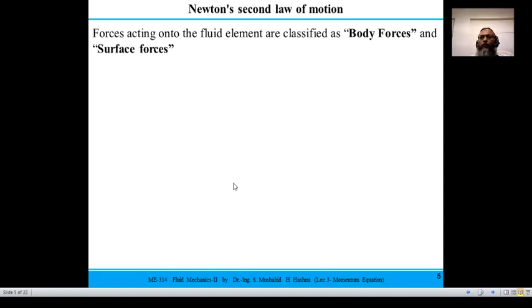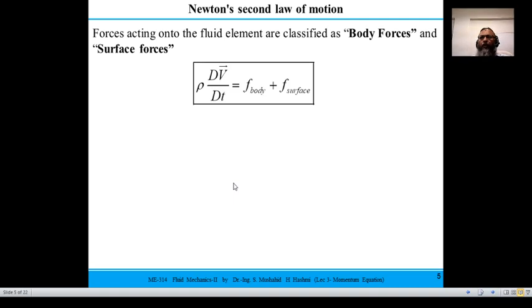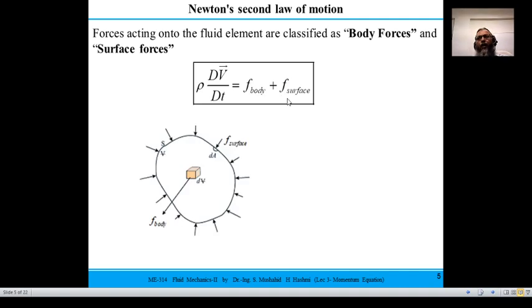Now we talk about the forces. On a fluid element, there are two types of forces which are actually acting: a body force and a surface force. According to Newton's second law of motion, the forces that are acting would be either the body force or the surface force or both of them. So rho times acceleration would be the force per unit volume, and this is either a body force or a surface force.